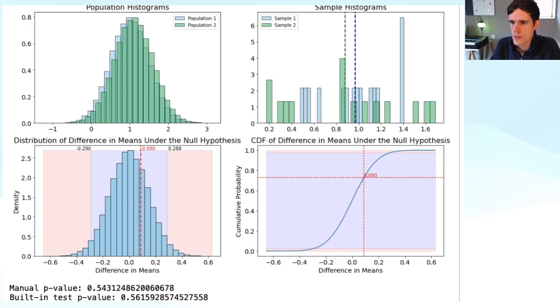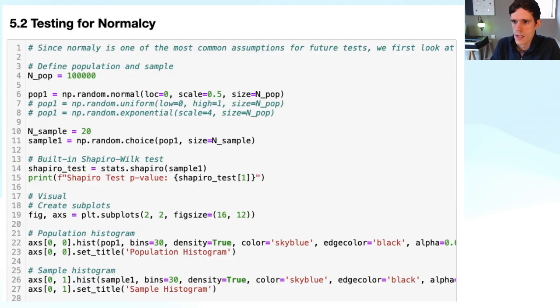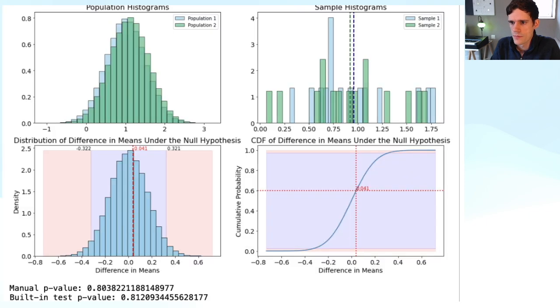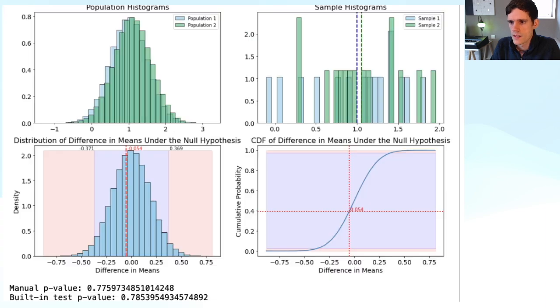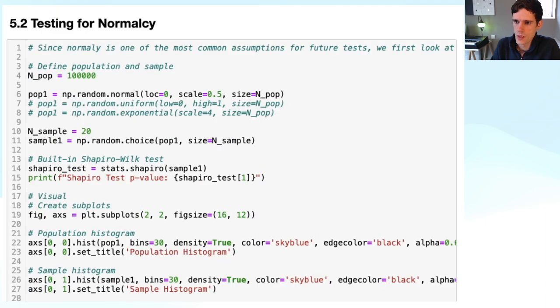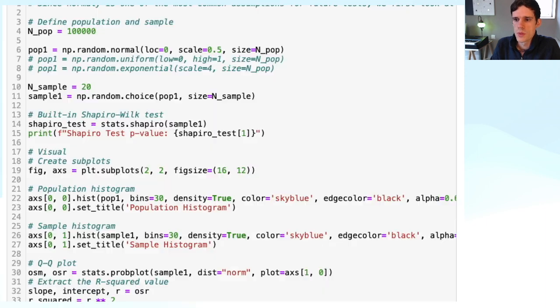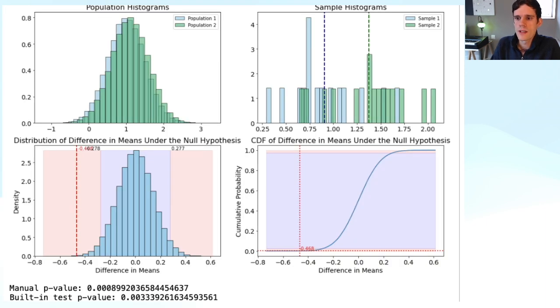Therefore, we want to get something more extreme. So let's run this cell over and over again, and let's hope that at some point we will indeed get a value that is inside the red region. As I'm going through this, you clearly see that in the vast majority of the cases, we get a value that does not reject the null hypothesis. So that leads to the wrong conclusion.